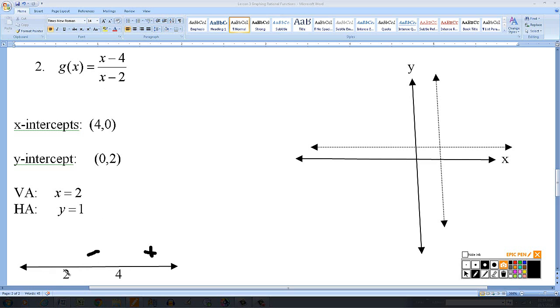Okay, to the left of 2, I'm going to pick a 1. So 1 minus 4 is a negative, 1 minus 2 is a negative. A negative over a negative is a positive. Okay, you use this number line as your guide.